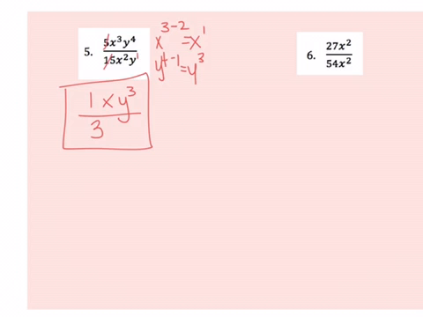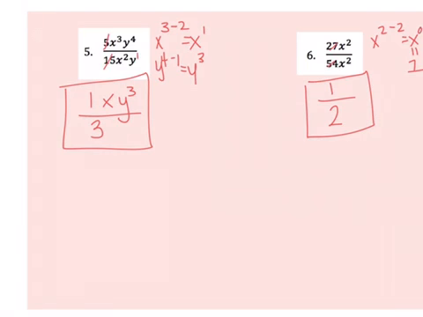Number 6, we're going to go about it the same way. So I want to look at my coefficients first, and I know that 27 goes into both of these, so my top number is going to become a 1, and my bottom number is going to become a 2, because 54 divided by 27 gives me 2. Now, I can do x squared divided by x squared, which gives me x to the 2 minus 2, which basically means x to the 0. And remember, x to the 0 equals a 1, so I don't really have to put that anywhere. Then 1/2 would be my final answer.